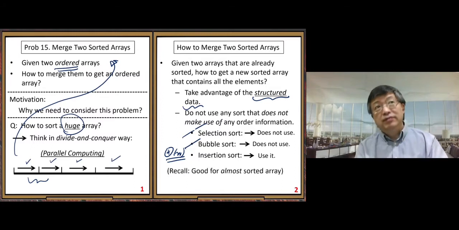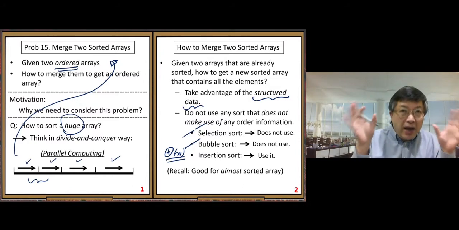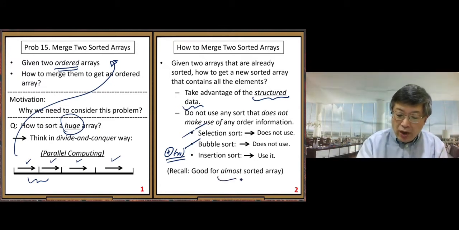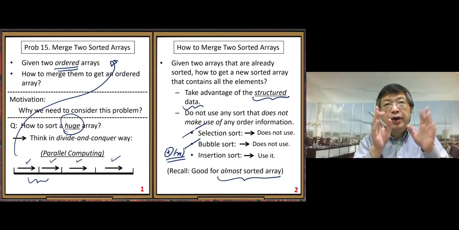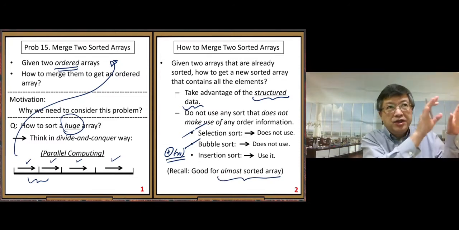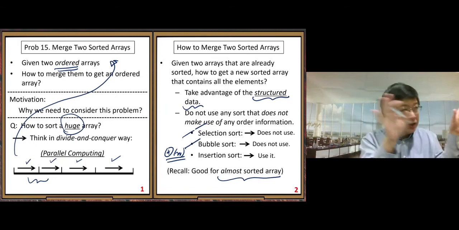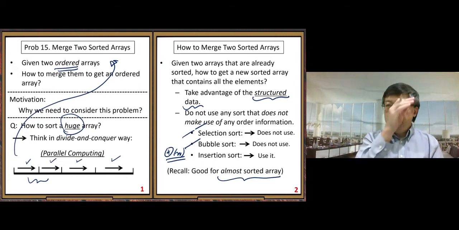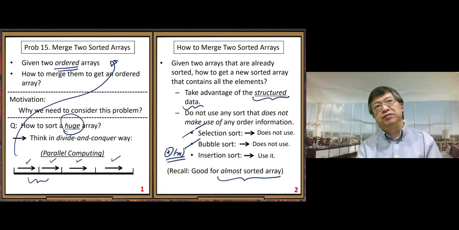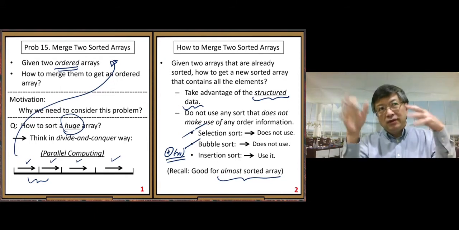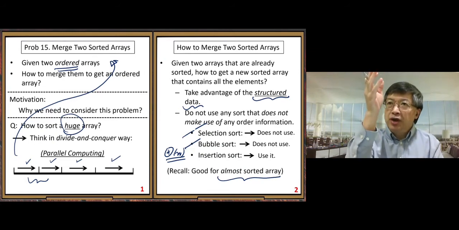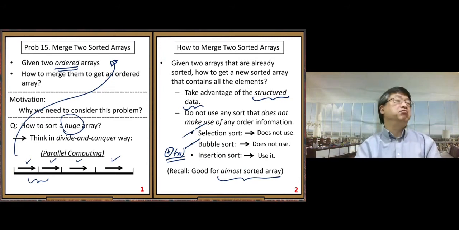Remember, we have an application where I talk about a special kind of data to which we apply insertion sort. That is when we have an almost sorted array, where there are only some scattered clusters of data that are not ordered. In that situation, insertion sort should be used. But we have this conclusion: insertion sort is a good choice under our current situation.